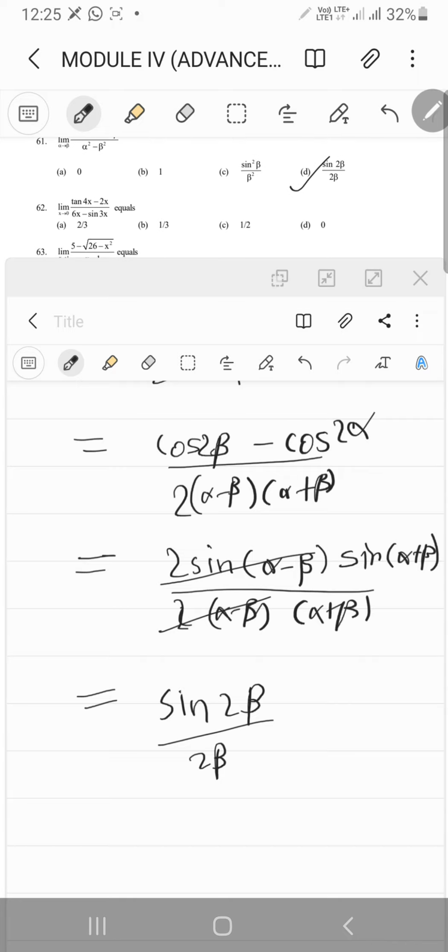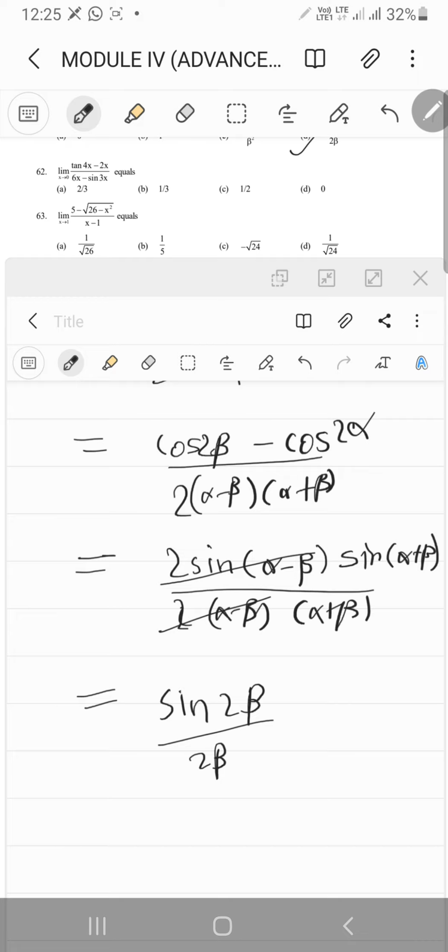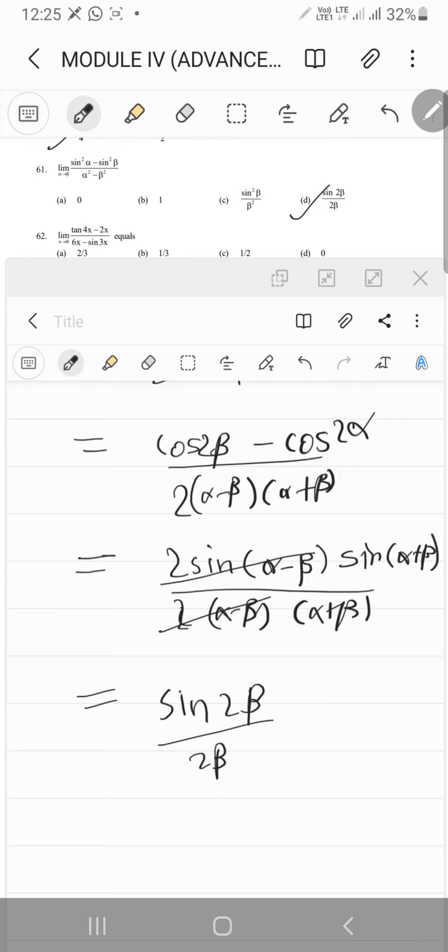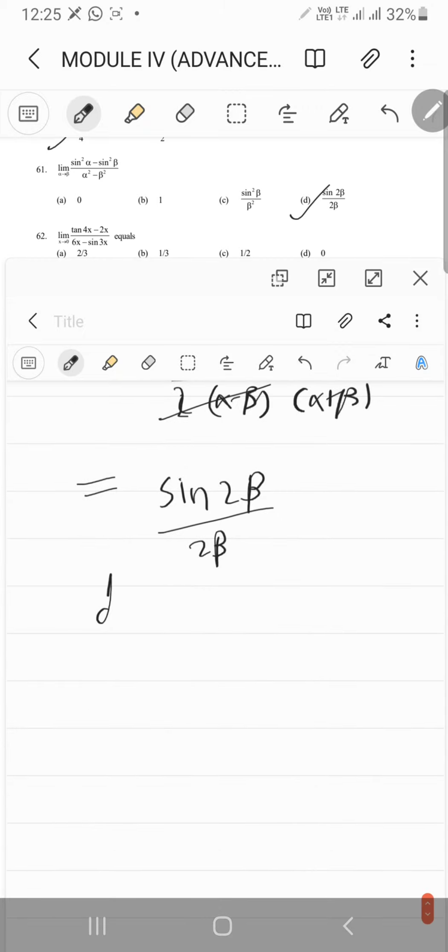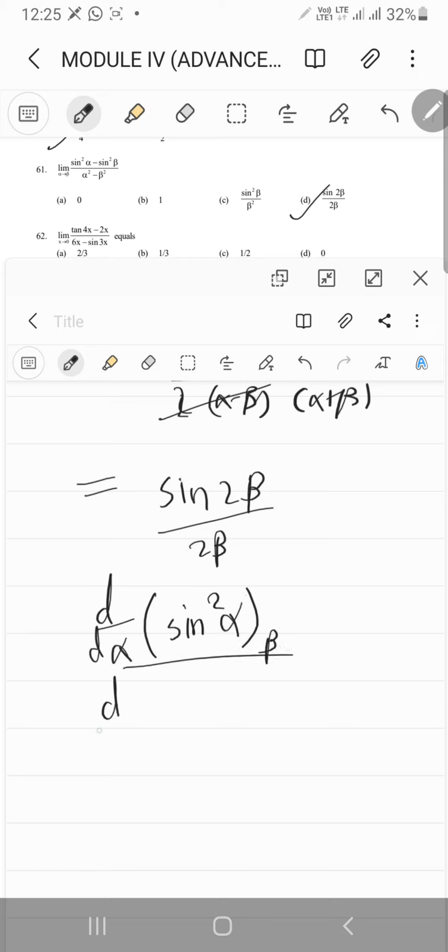Nice. Next question. And this can also be done using the fact that here we are essentially taking the derivative, right? So it's basically d by d alpha of sine squared alpha at beta, and this is just d by d alpha of alpha squared at beta. Yeah, easy as that. Next question.